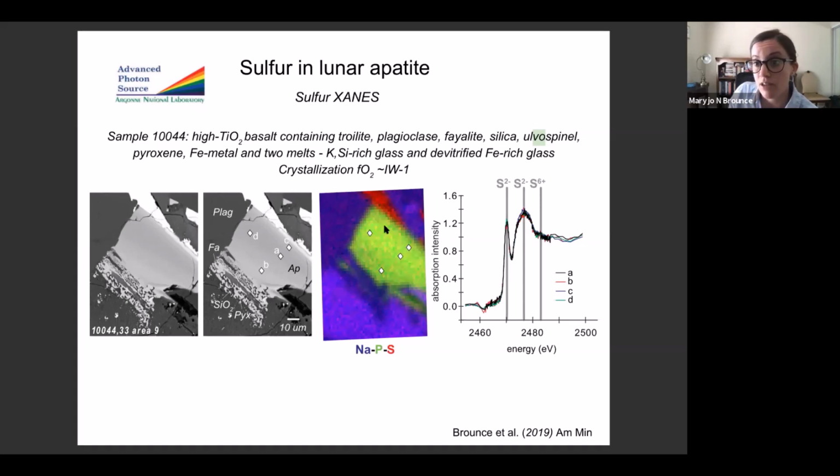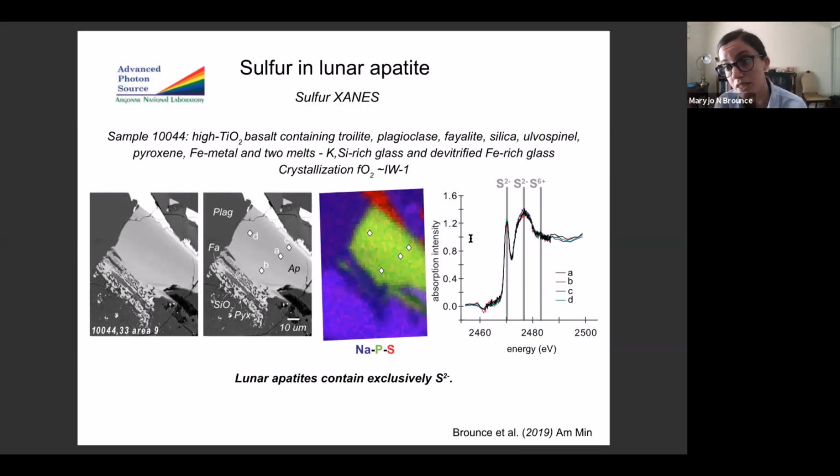Here's one of our XRF images taken at 13-ID-E. Blue is sodium, green is phosphorus, and red is sulfur. You can see the apatite shows up as bright green, and there is a significant amount of sulfur in this oxide blade behind the apatite. Here are our sulfur XANES spectra of the four points shown on the images, and you see very clear evidence of sulfur 2-, and no evidence for sulfur 6+, which solves that mineralogical puzzle: lunar apatites contain exclusively sulfur 2-.